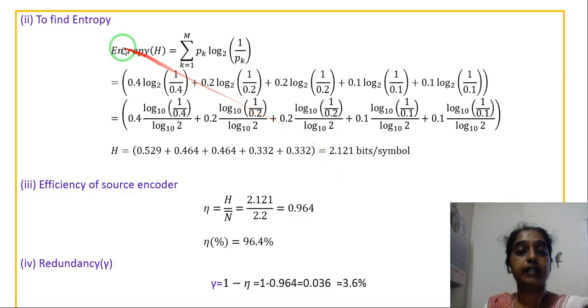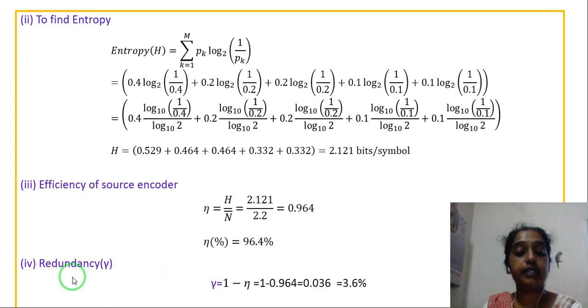Next, we are going to calculate the entropy H, that is summation k equals 1 to m of pk log base 2 of 1 by pk. For all the 5 probabilities, we are going to calculate. It comes to around 2.121 bits per symbol. Next, we are going to calculate the efficiency, eta is equal to entropy by average length. It comes nearly to 96.4%.